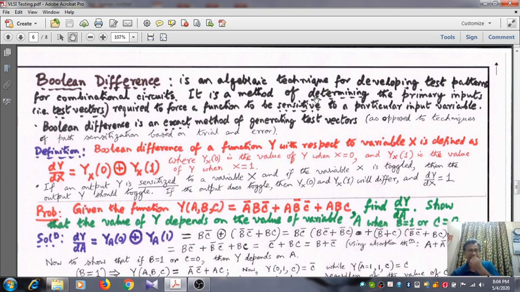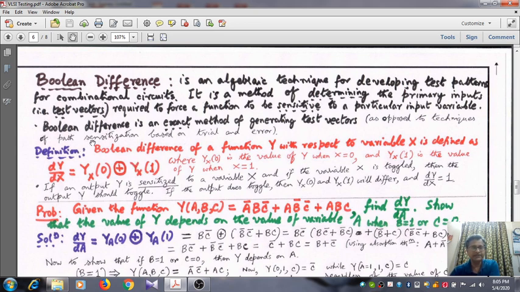Boolean difference is an exact method of generating the test vectors as opposed to techniques of path sensitization based on trial and error. Path sensitization methods are also somehow popular, like PODEM, the path oriented decision making procedure. Those are also popular, but this is mathematically clearly having an edge. You can get the exact test vector by applying Boolean difference. So let us study the basics of Boolean difference.